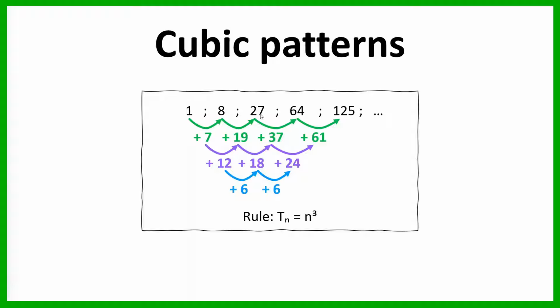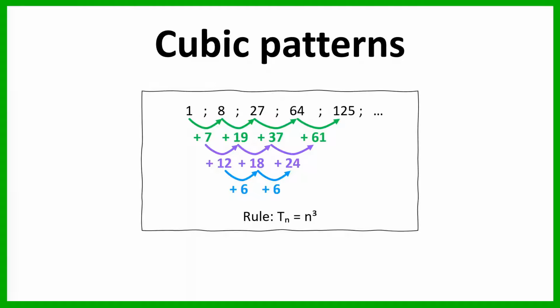If you check all of these numbers, these are actually our cube numbers, our perfect cubes. So I've got 1 cubed is 1, 2 cubed is 8, 3 cubed is 27, 4 cubed is 64, 5 cubed is 125. Okay, so those are our cubic patterns.